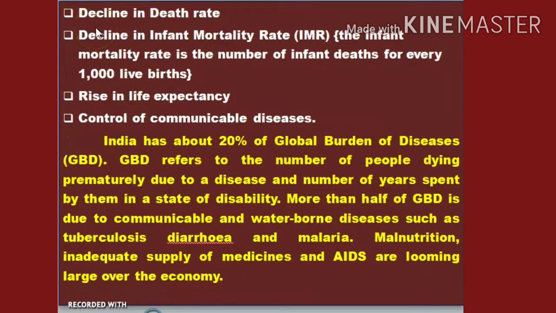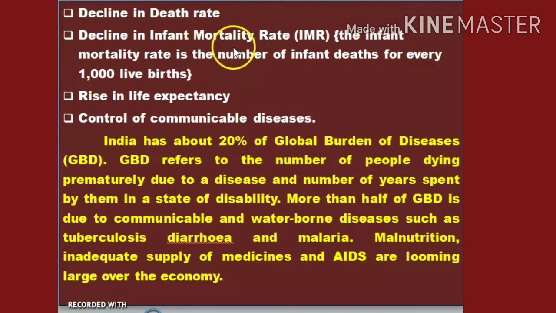First thing is decline in death rate. There is remarkable decline in death rate from 27.4 per thousand in 1950-51 to 7 per thousand in 2015-16. So this is the death rate. At first it was 27.4 dying. Now it has been reduced to only 7 dying per thousand heads. So per thousand people the relation is like this.